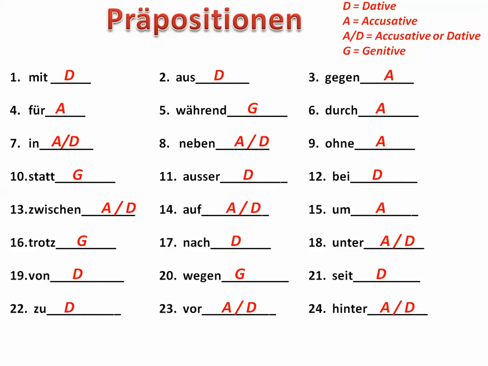Hinter, behind, two-way preposition. One thing you'll notice here with the two-way prepositions, it's always prepositions that can describe where something is located. So, for example, next to, or on top of, or underneath. So if you're describing where something is located, or wo it is, you're going to use dative. But if it's used with an action like placing or laying, then it's going to be accusative.